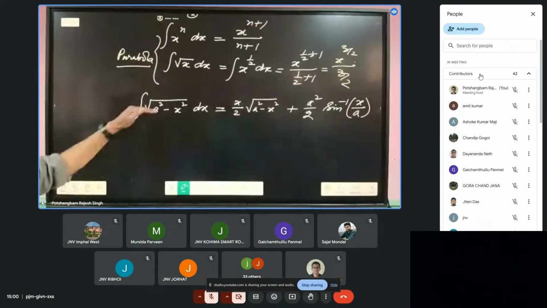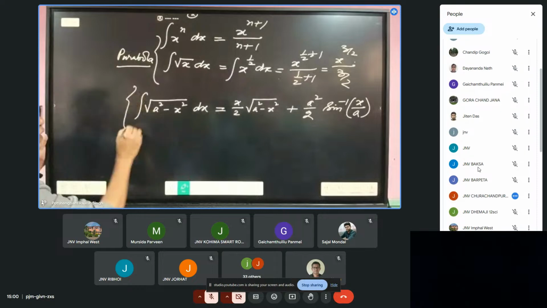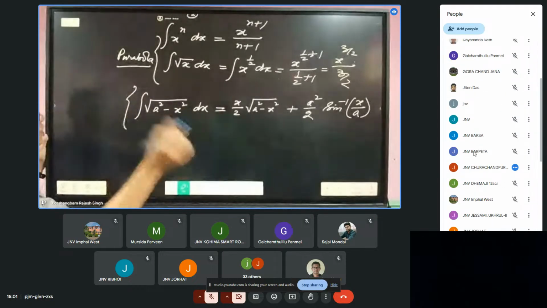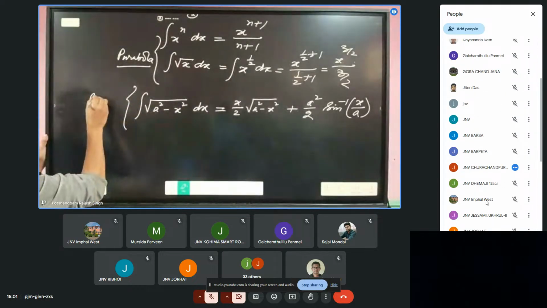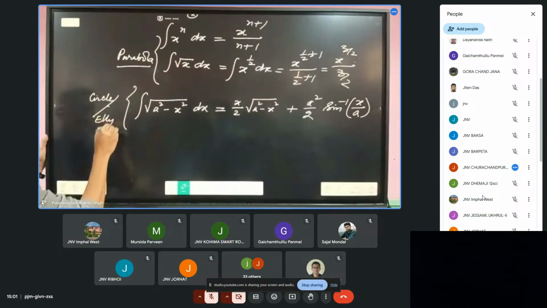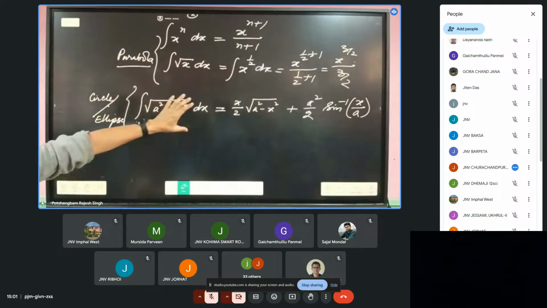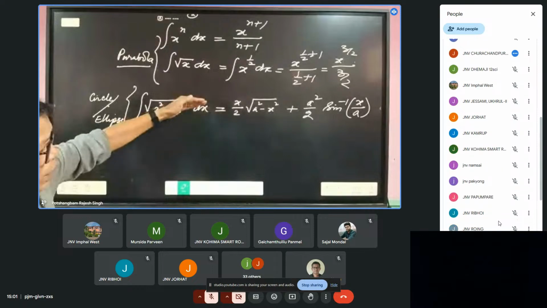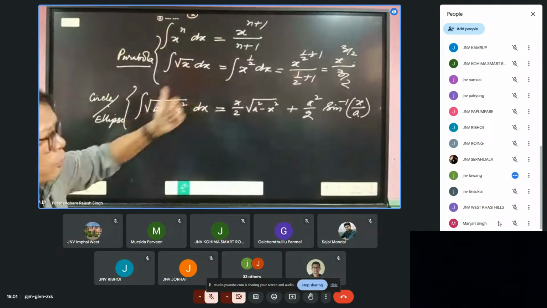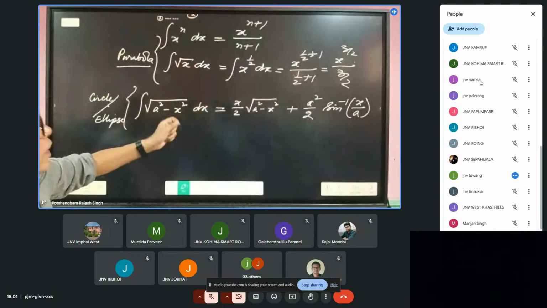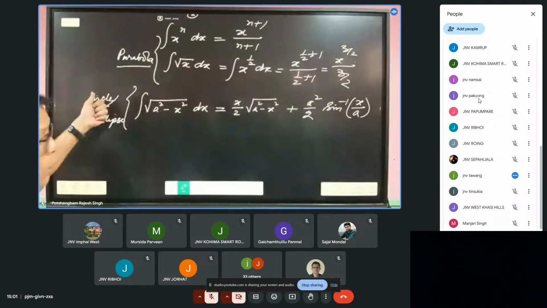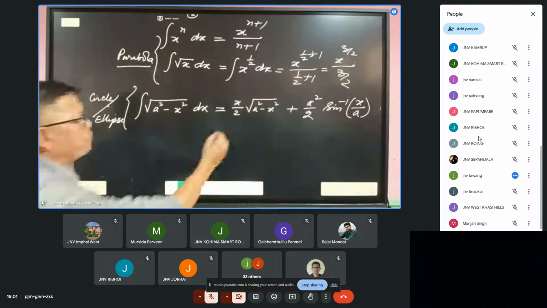This formula will be required for finding the area under the circle or the ellipse. This formula is going to be used whenever you are finding the area under the circle or the area under the ellipse. And for the circle, this formula is necessary.